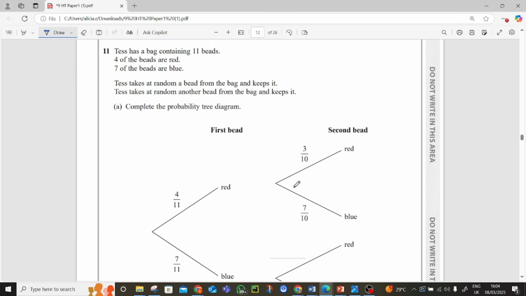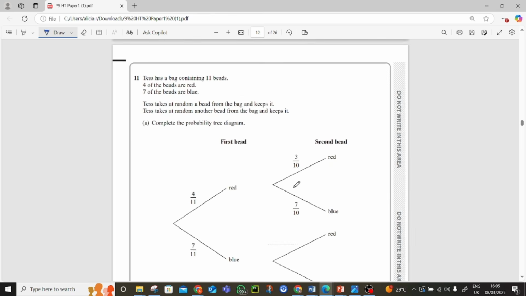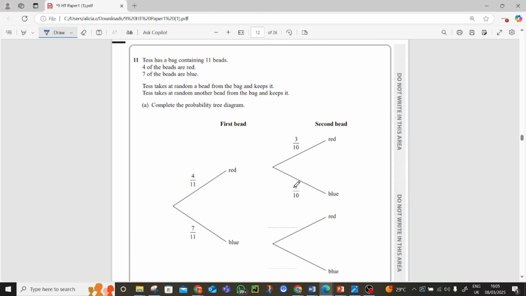Okay, here we have a tree diagram. So Tess has a bag containing 11 beads, 4 are red, 7 are blue. She takes one at random and she keeps it. And we need to fill in these branches here.